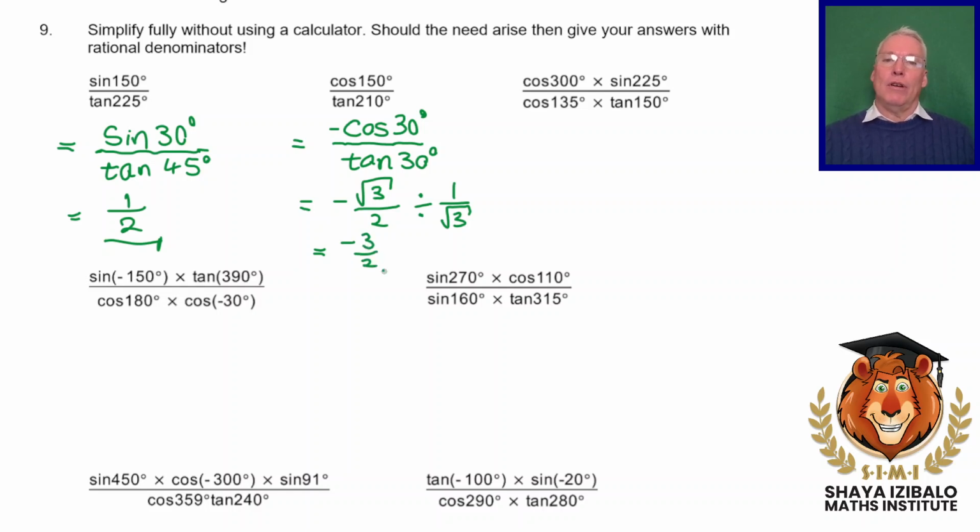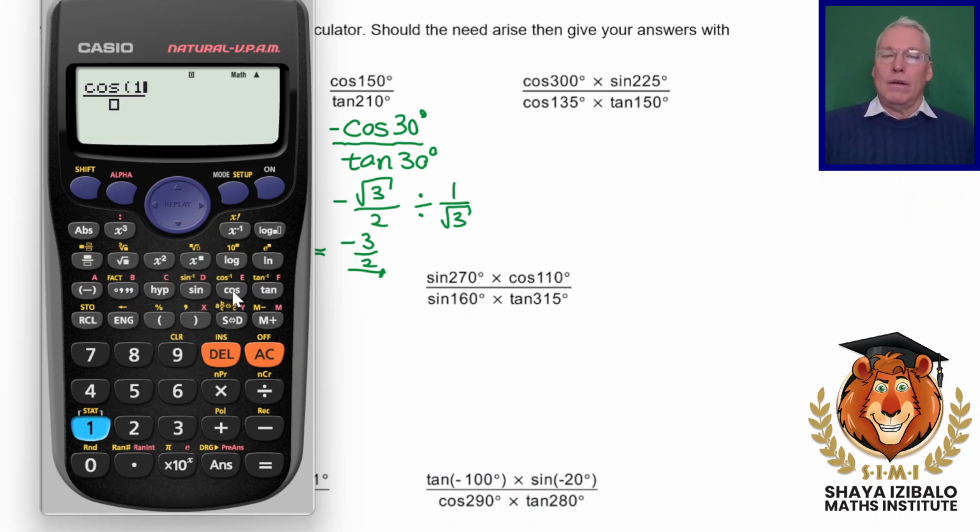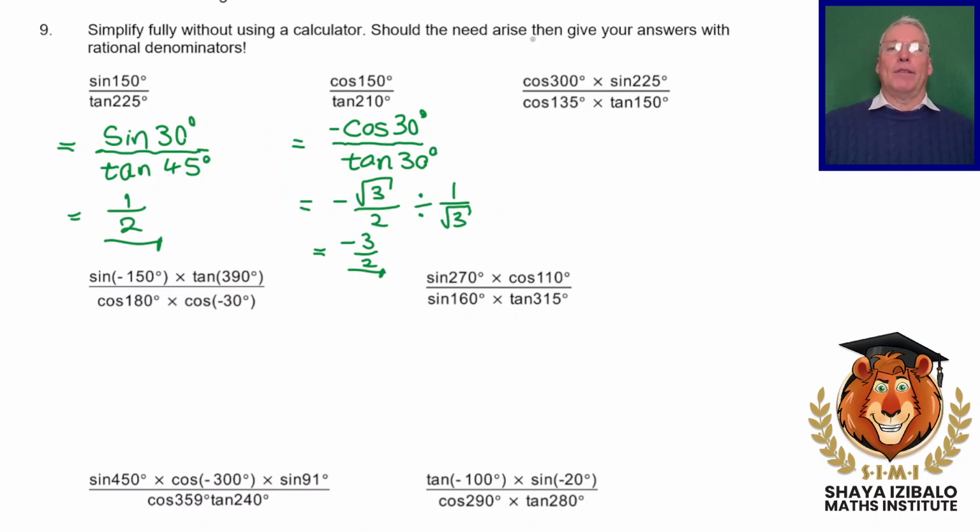And just to show you, we can check that answer on our calculator. Here we go. Cos of 150 over the tan of 210. And there's the answer, negative 3 over 2. Okay, right. Let's look at the next one.